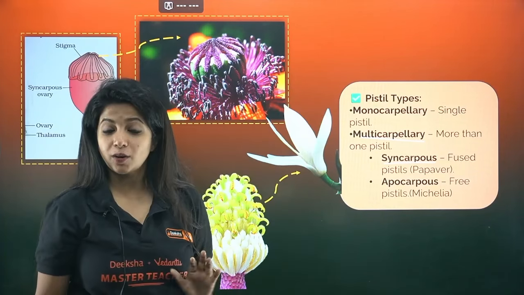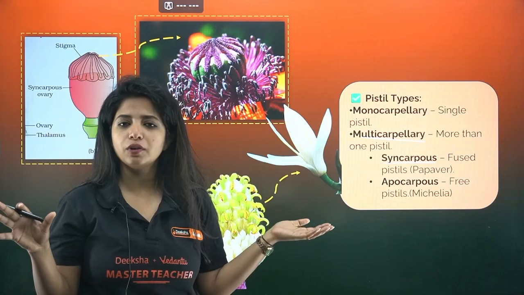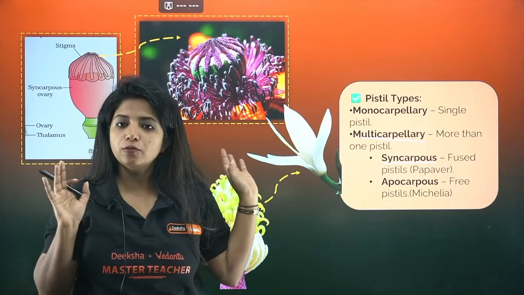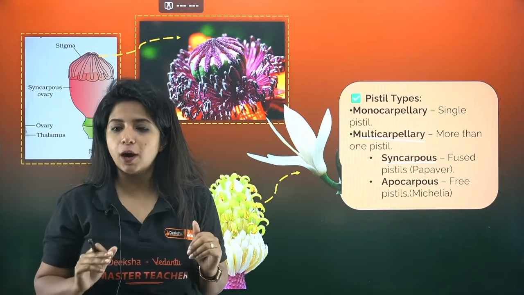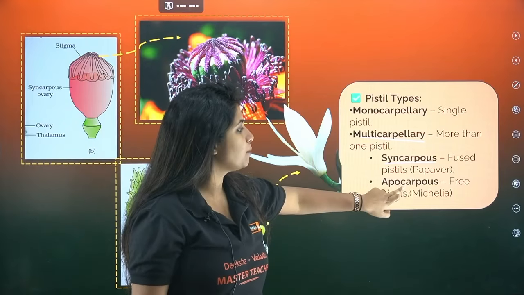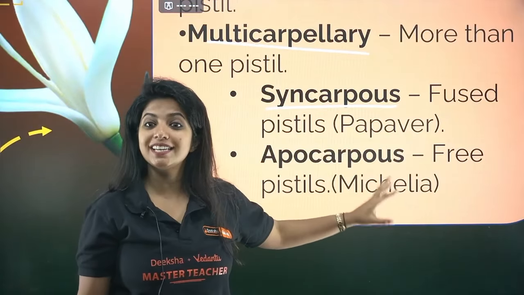Now opposite of it can also happen. You can have multiple carpels out there, and none of them are fused. All of them have their own ovary out there. This is known as apocarpous condition. An apocarpous condition is seen in Michelia.